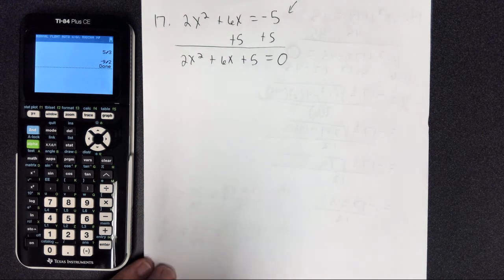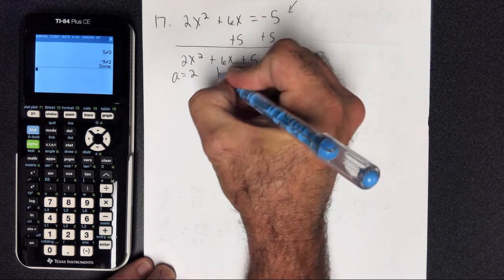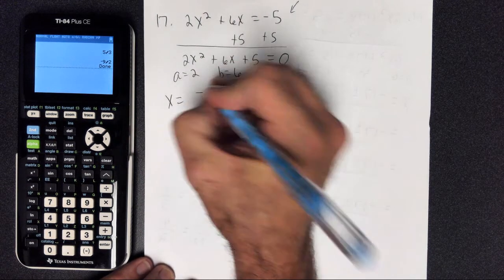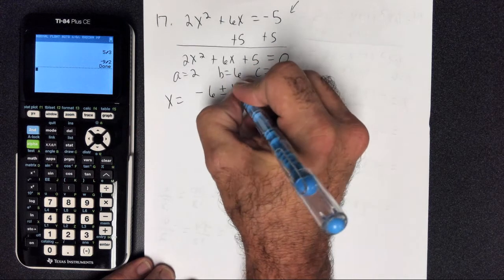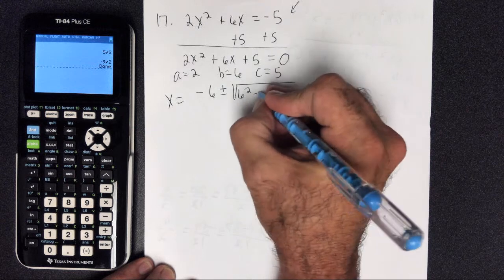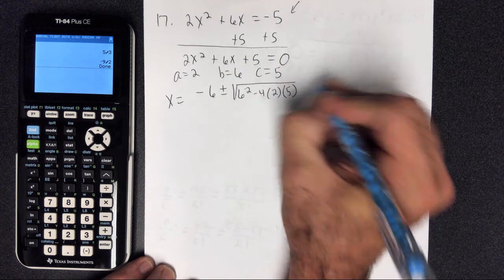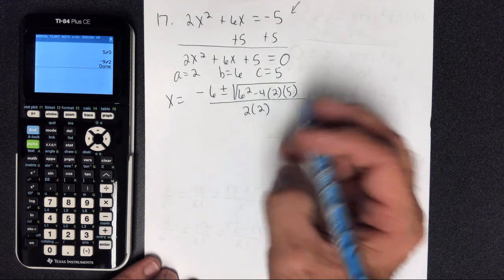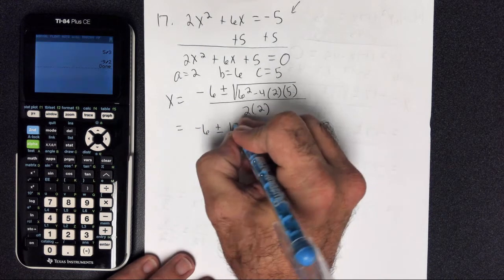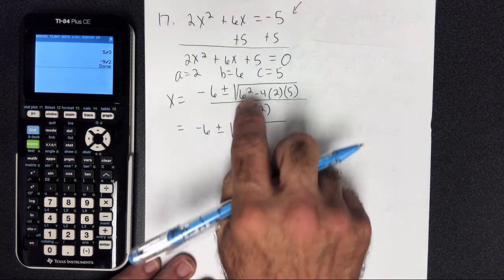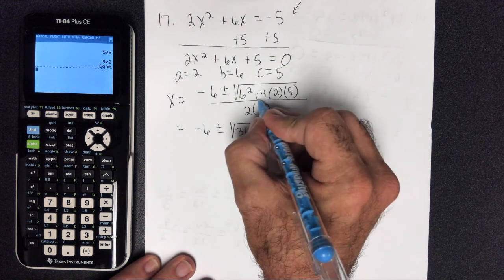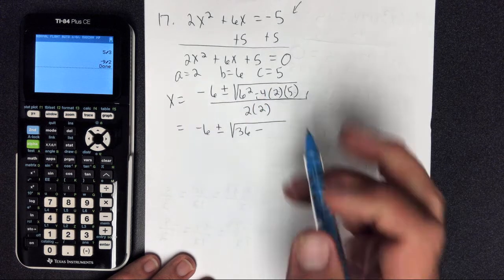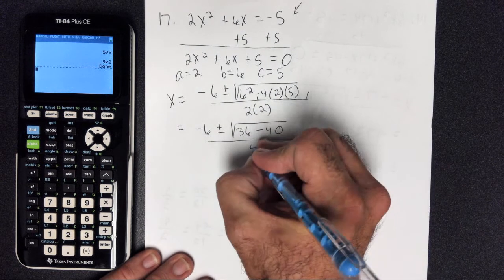Alrighty, so here we go. A is 2, B is 6, and C is 5. X equals negative B, which is a 6, plus or minus square root of B squared, which is 6 squared, minus 4 times A, which is 2, times C, which is 5, all over 2 times A, which is 2. So the A's are 2's, the C is a 5, and the B's are 6's. Alright, so bring down that negative 6, plus or minus. 6 squared is 36. This time when you multiply all this, there's only one negative, so it's going to stay negative. So 4 times 2 is 8. 8 times 5 is 40. All that's over 2 times 2, which is 4.